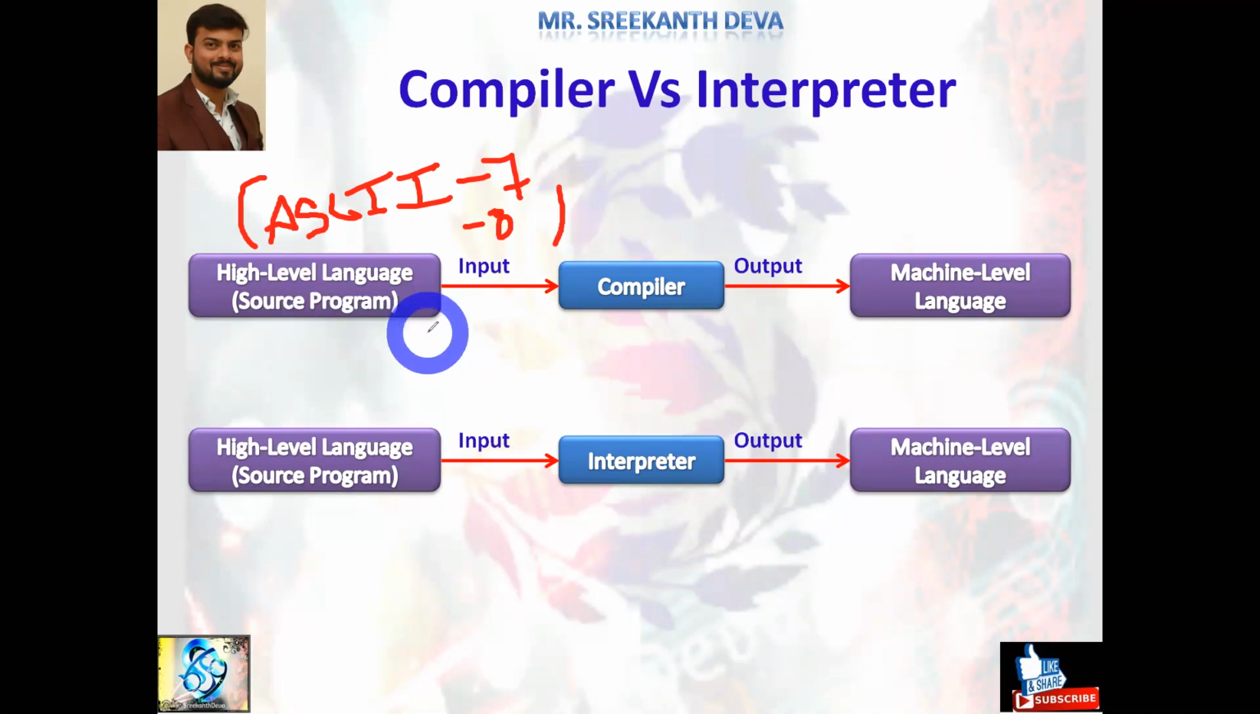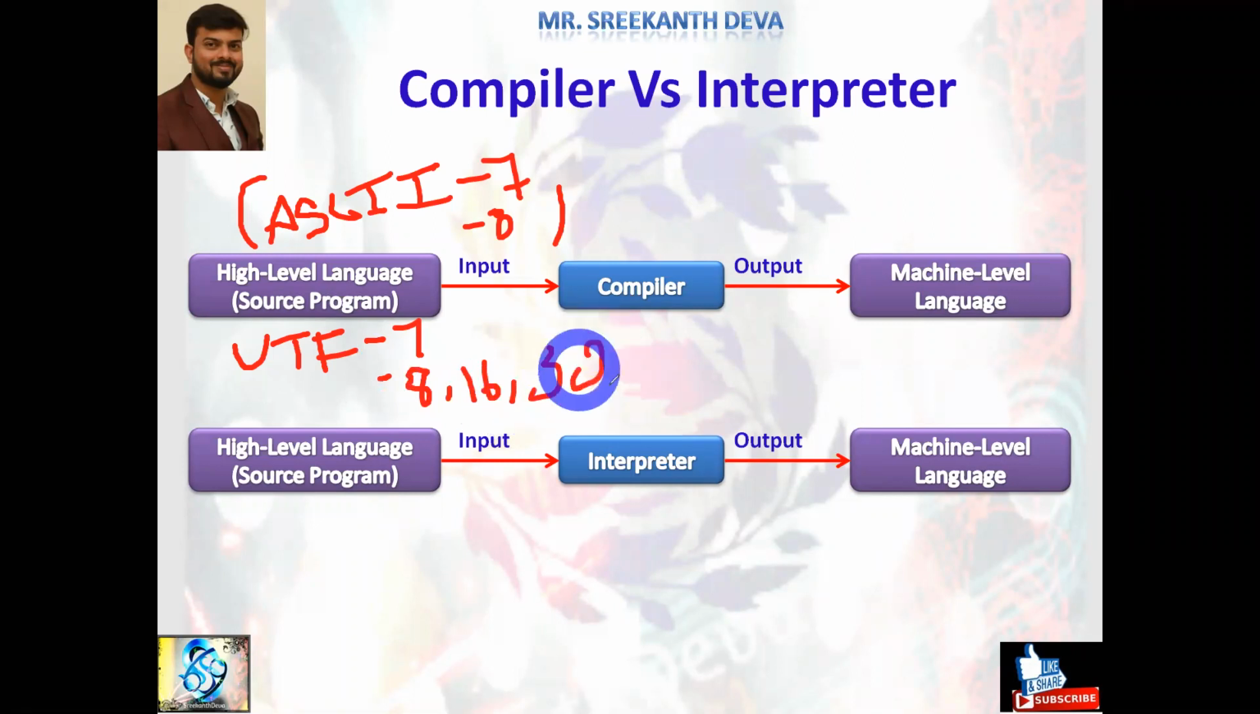If you go with the Java high level programming language, Java supports Unicode standards. Those code standards are called UTF-7, UTF-8, UTF-16, UTF-32. What is the difference between these two coding standards? ASCII standards only support English language alphabets, numerical digits, and some symbols, up to 128 signed characters, and unsigned 256 characters.